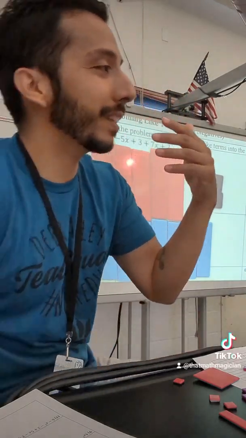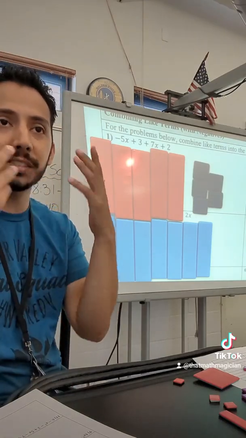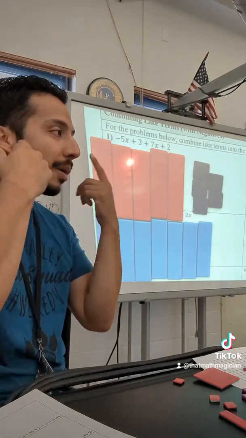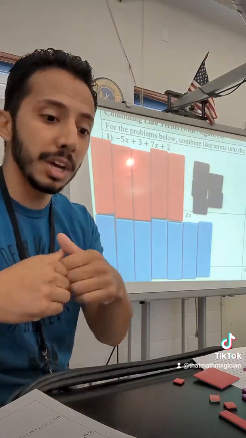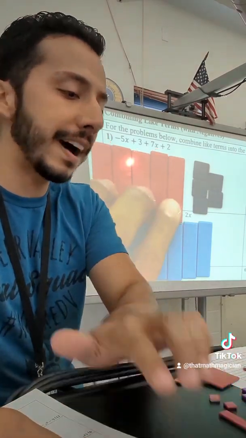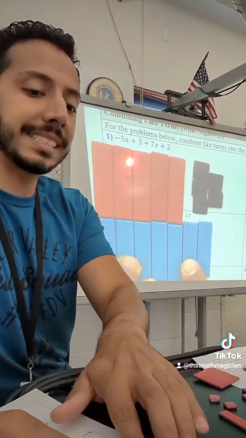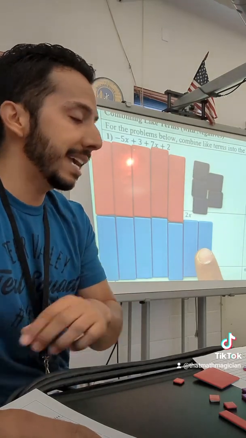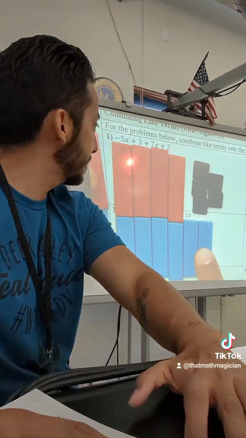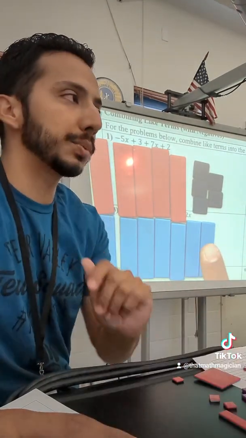But here's where the issue is with negatives. Sometimes with negatives, we get kind of stuck in our own brains. We don't really understand what that means. Well, look here, I have negative 5x's, and then I have 7 positive x's. If I have a negative and a positive, what do you think happens with those?